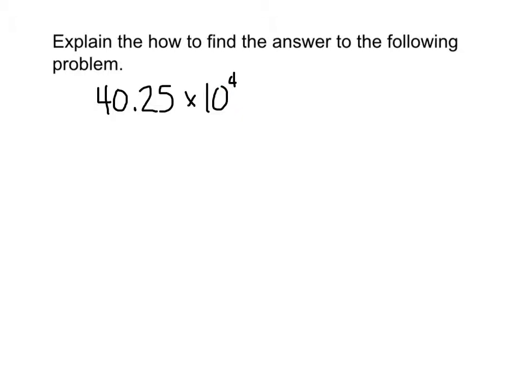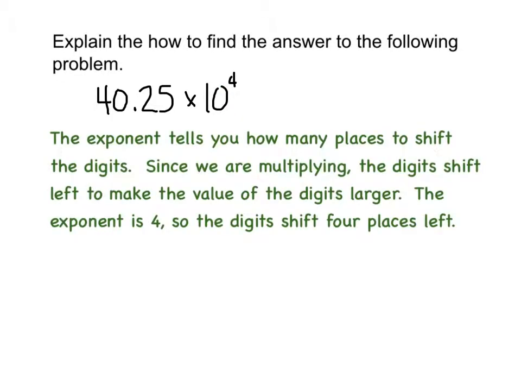So I wrote here that the exponent tells you how many places to shift the digits. Since we are multiplying, the digits shift left to make the value of the digits larger. The exponent's 4, so the digits shift 4 places left. And doing so, I'm going to get an answer of 402,500.